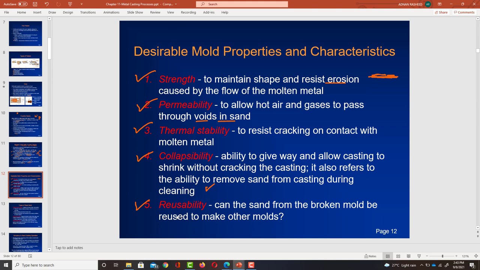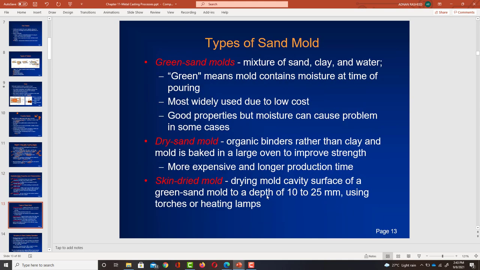casting. Reusability: you have to use such a mold that is made of sand that can be reused, meaning if you are sacrificing your mold cavity, if you are breaking your mold cavity, then the sand obtained from the sacrificial mold cavity can be used for a certain period of time. So these are the properties that a mold cavity must have.